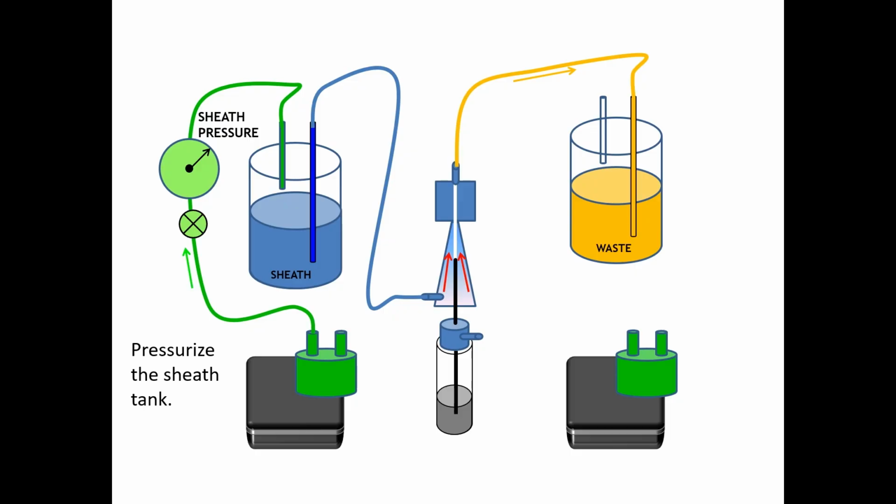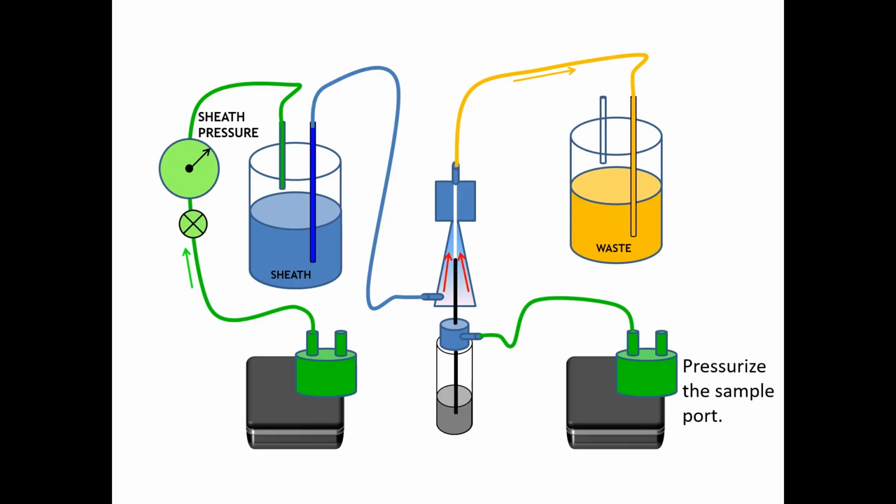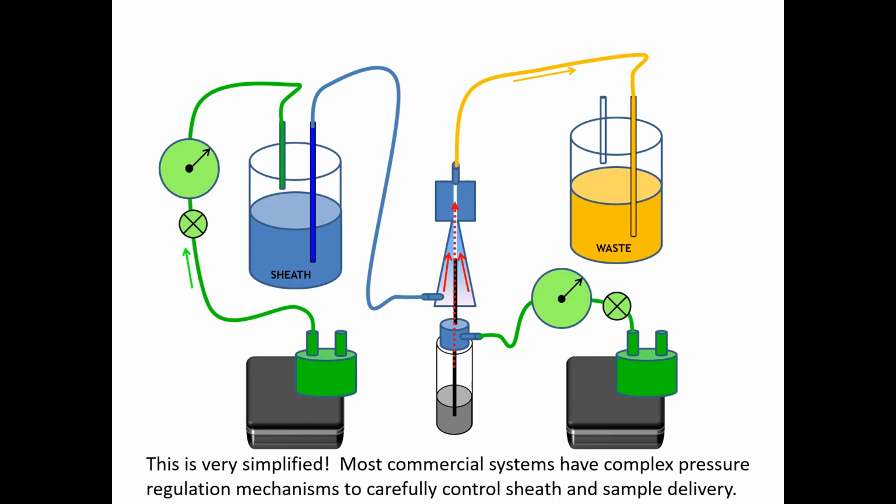Another pump pressurizes the sample tube. The sample pressure is slightly higher than the sheath pressure, and it forces the cells from the sample tube up into the sheath fluid in the sheath chamber, forming a central core within the sheath fluid so that the cells pass one by one through the center of the laser in the flow cell. This sample differential is controlled by the user, and we'll talk more about that in a few minutes. This is a very simplified schema. Cytometers have complex regulation mechanisms to control the sheath and sample delivery.